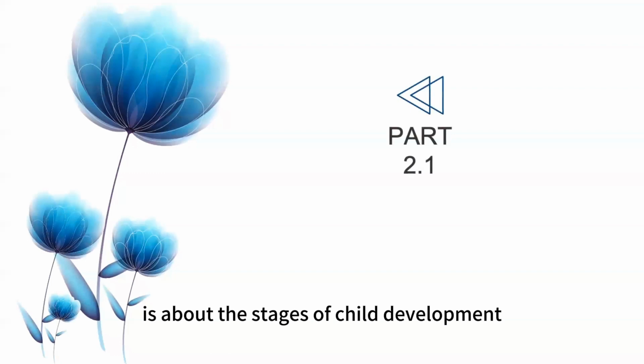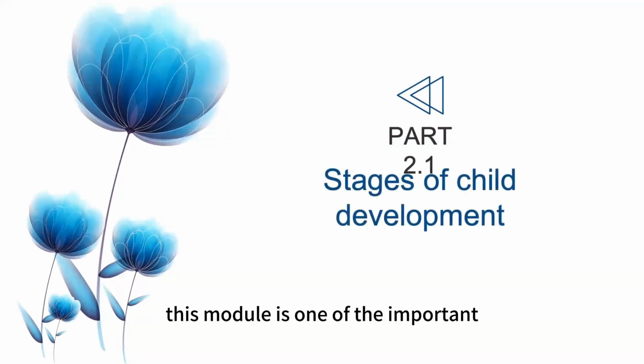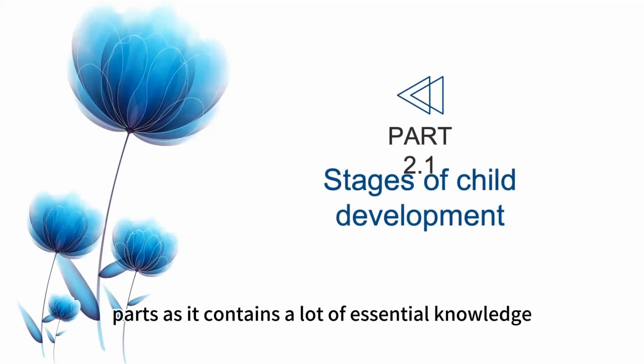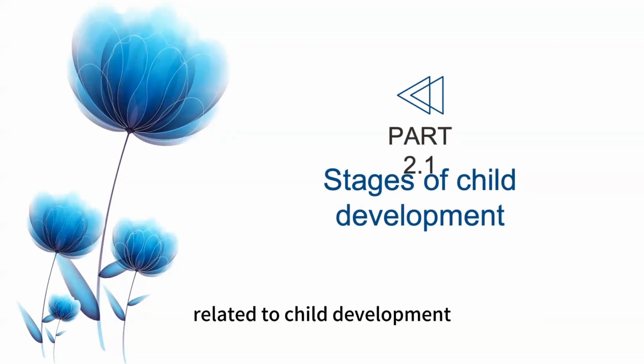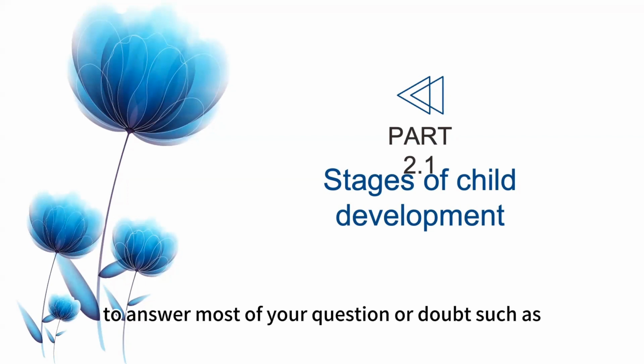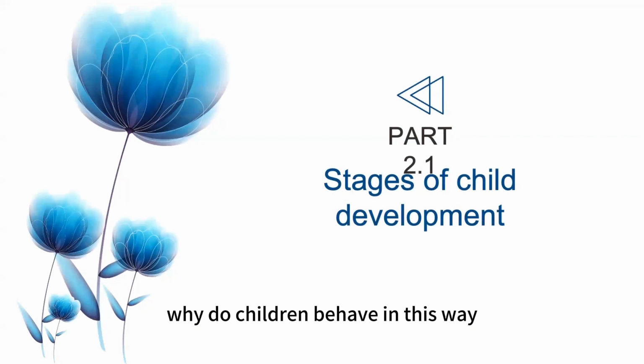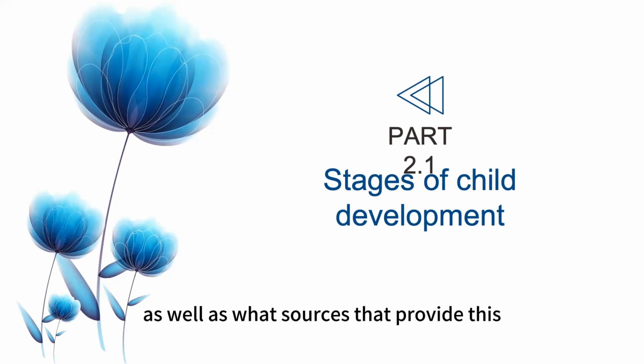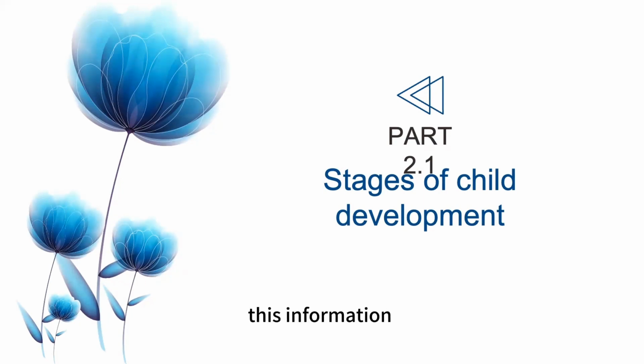So Module 2.1 is about the stages of child development. This module is one of the important parts as it contains a lot of essential knowledge related to child development. It equips you with an understanding to answer most of your questions or doubts, such as why do children behave in this way? How can we facilitate them in their improvement? When can we expect the progress? As well as what sources provide this information.